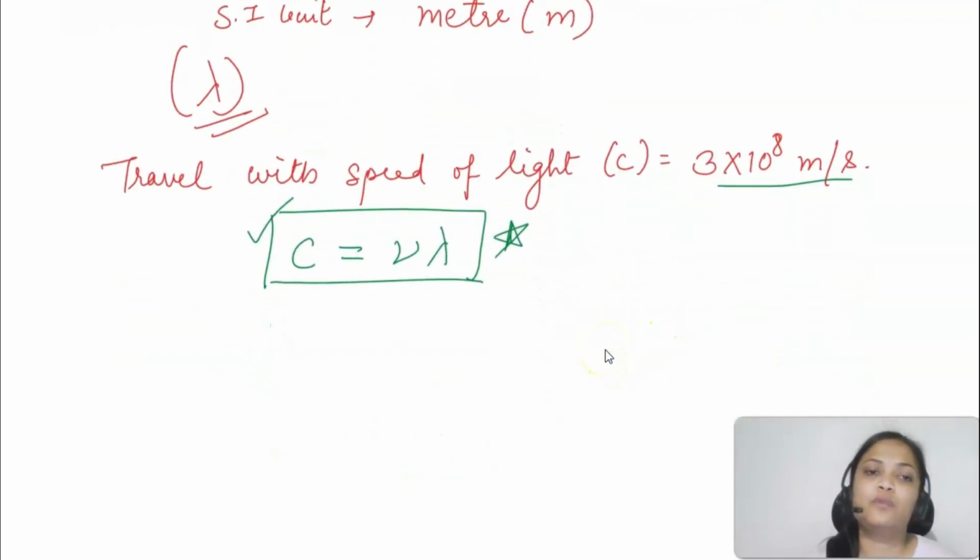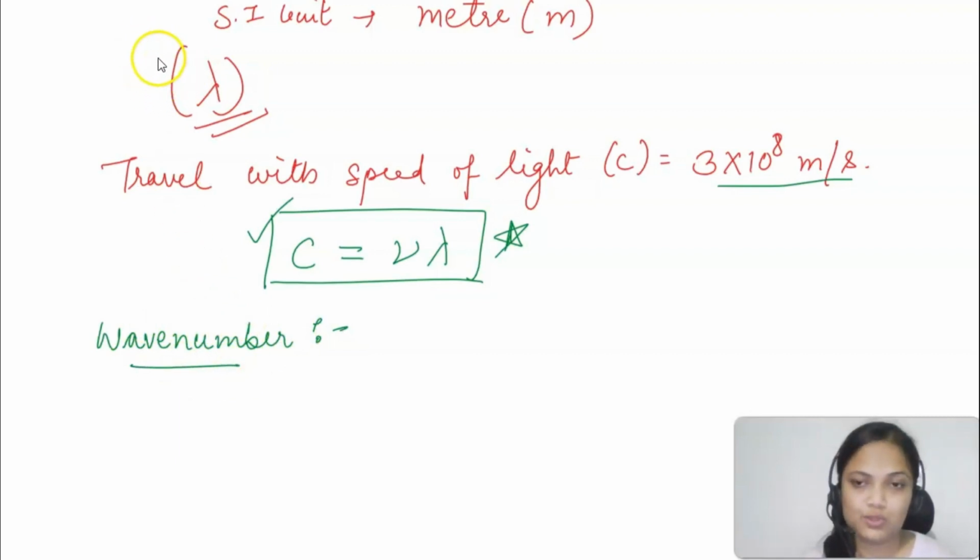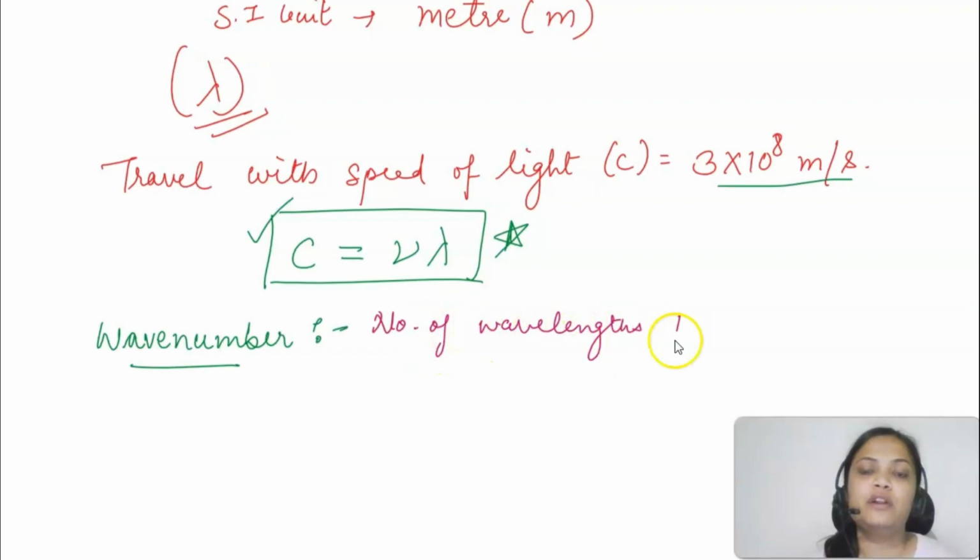Then there is one more property of a wave that we use, that is wave number. Wave number is also sometimes used to represent the wave. Students, it is actually the number of wavelengths per unit length.